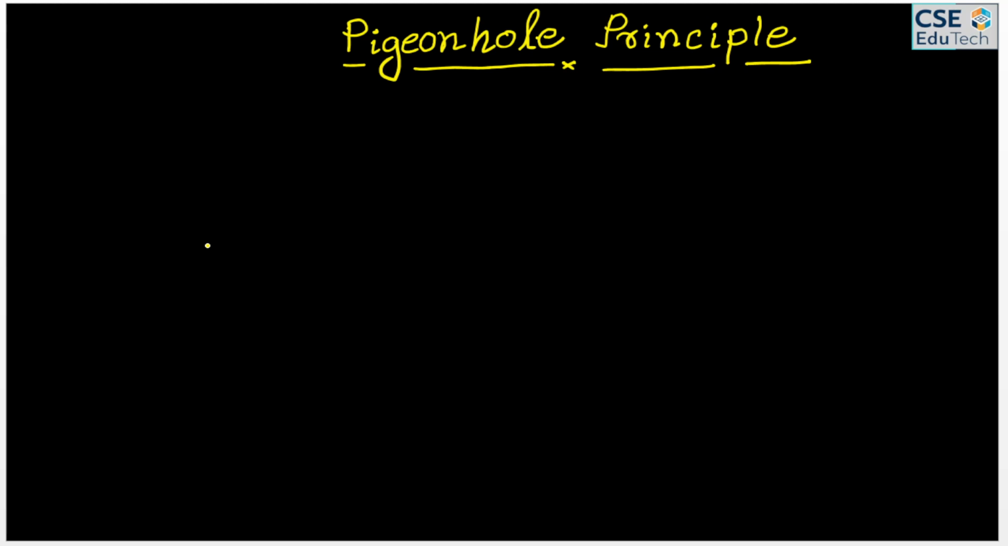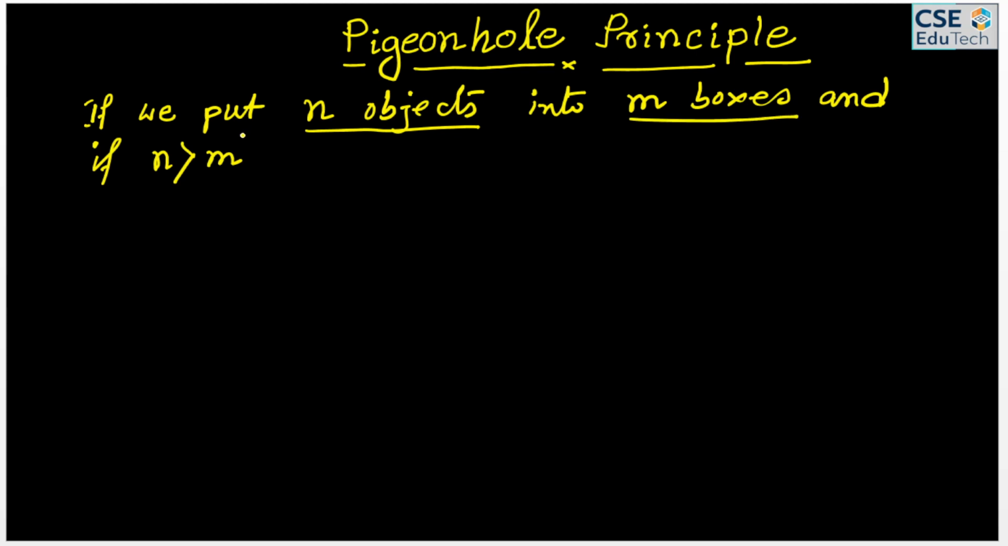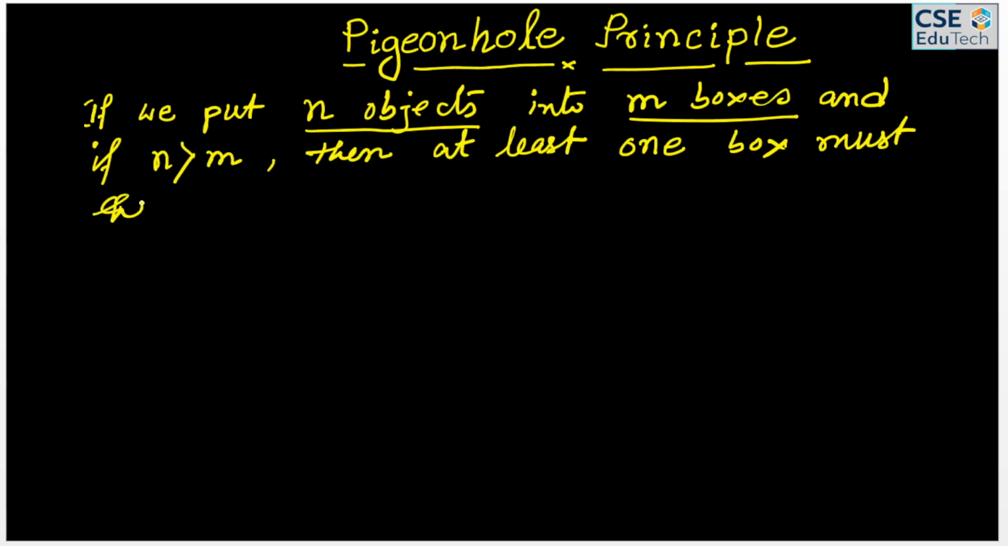The pigeonhole principle says that if we put n objects into m boxes, and if n is greater than m, that means the number of objects is greater than the number of boxes, then at least one box must contain, or must have, more than one item in it. So this is the pigeonhole principle.